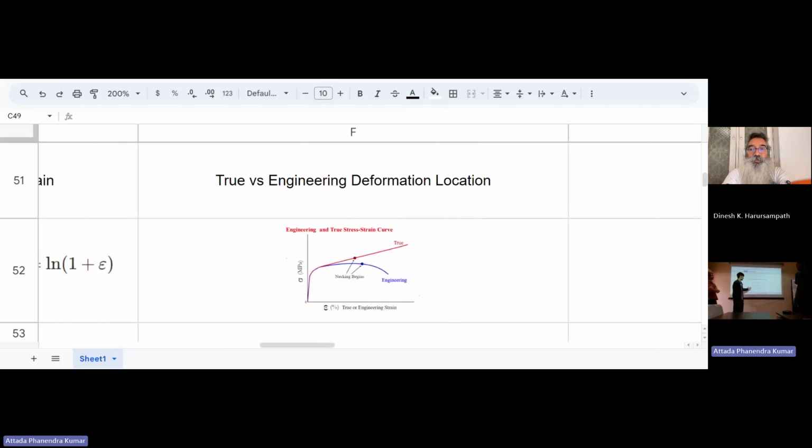I think the main point to make here is that, in this example, it is both stress and strain, but in the end, engineering is what actually happens. True is what we would want in an ideal setting, but engineering is what actually happens. So that's something that, at the end, is where the definition occurs.